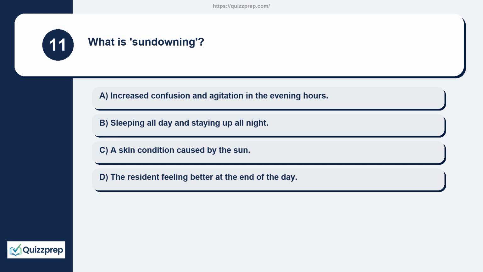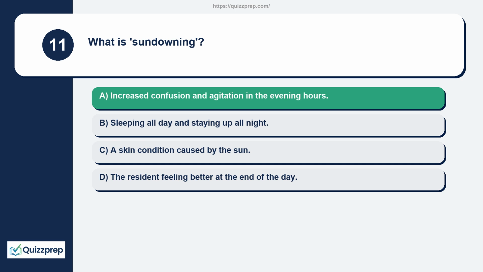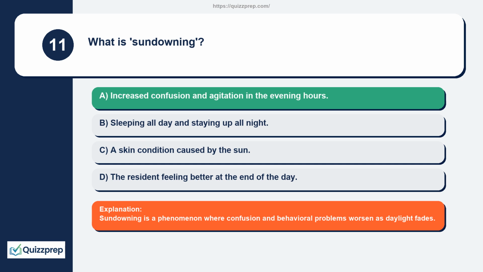Question 11. What is sundowning? Increased confusion and agitation in the evening hours, sleeping all day and staying up all night, a skin condition caused by the sun, the resident feeling better at the end of the day. Sundowning is a phenomenon where confusion and behavioral problems worsen as daylight fades.